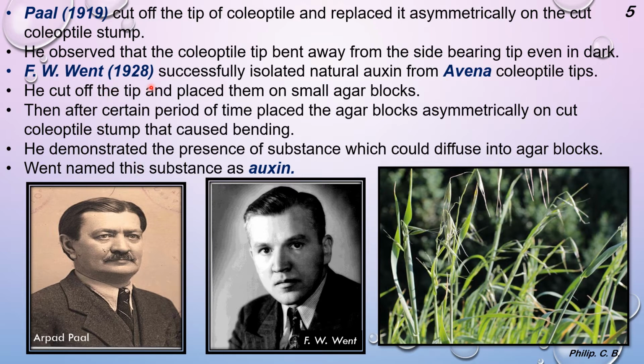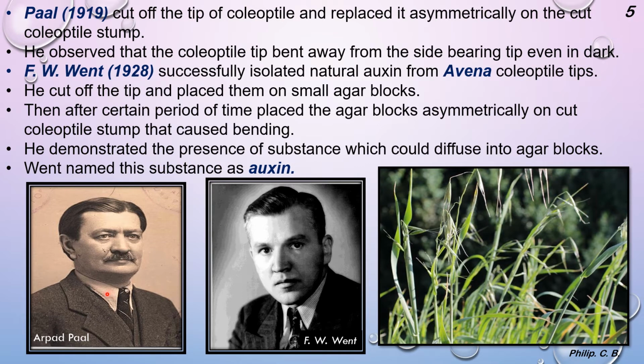F.W. Went in 1928 successfully isolated natural auxin from Avena coleoptile tips. He cut off the tips and placed them on some agar blocks. Then, after a certain period of time, he placed the agar blocks asymmetrically on the cut coleoptile stem, which caused bending. He demonstrated the presence of a substance which could diffuse into agar blocks. Went named the substance auxin.